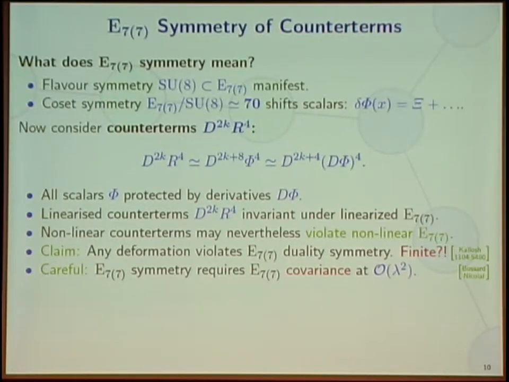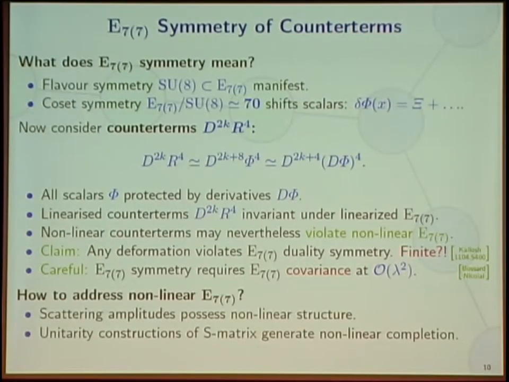But there has been another analysis of this, which claims that you should be more careful, and if you really want to consider E7 symmetry at higher orders, you shouldn't require the counterterms to be exactly invariant under E7, but they have to be covariant in a certain sense. And if they are, then you can still write down counterterms with respect to the E7 symmetry. But that's really all I have to say about that.